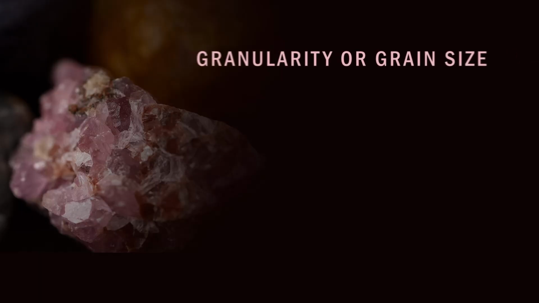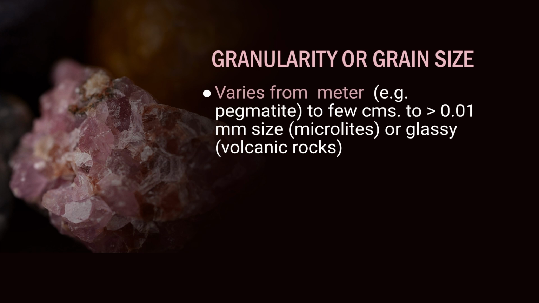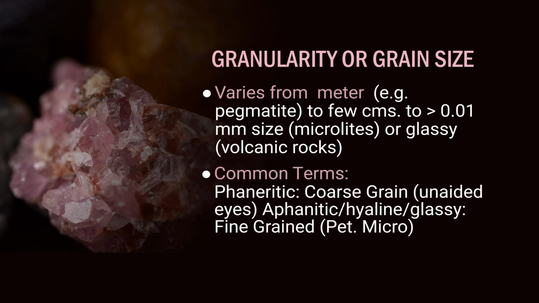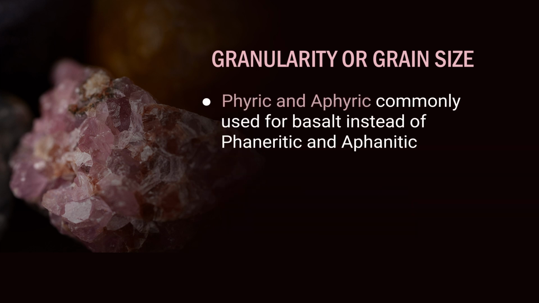Then granularity: it varies from meter size to a few centimeters to 0.01 millimeter size, or glassy. Common terms used to describe grain size are phaneritic, used for coarse-grained rocks whose mineral grains can be seen by unaided eyes, and aphaneritic or hyaline or glassy, used when the rock is fine grained and can be seen only under the microscope. Phyric and aphyric are commonly used for basalt in place of phaneritic and aphaneritic. In the case of basalt, we use phyric and aphyric.